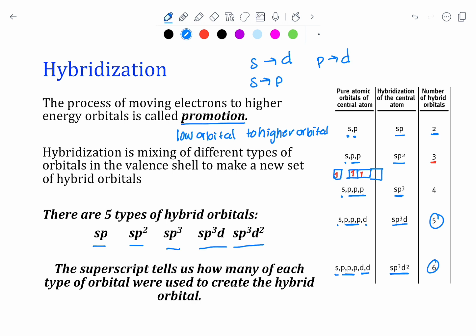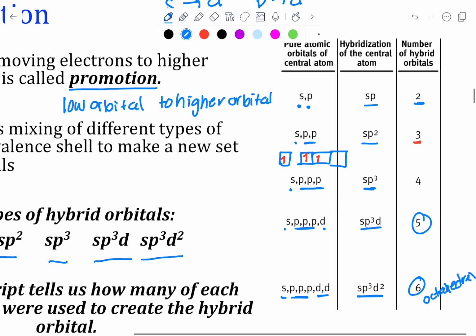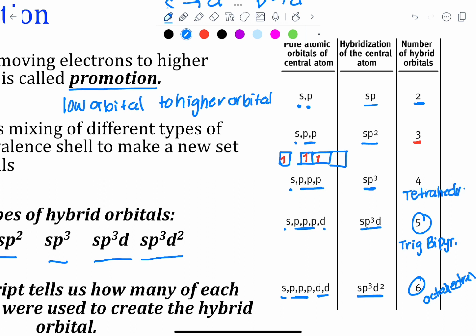Now we stop at 6 because that's our maximum number of electron groups we can have around a central atom. Okay, so that then corresponds to our electron domain geometries. So this would correspond to octahedral. 5 is then trigonal bipyramidal. 4 is tetrahedral. 3 is trigonal planar. And 2 is linear.